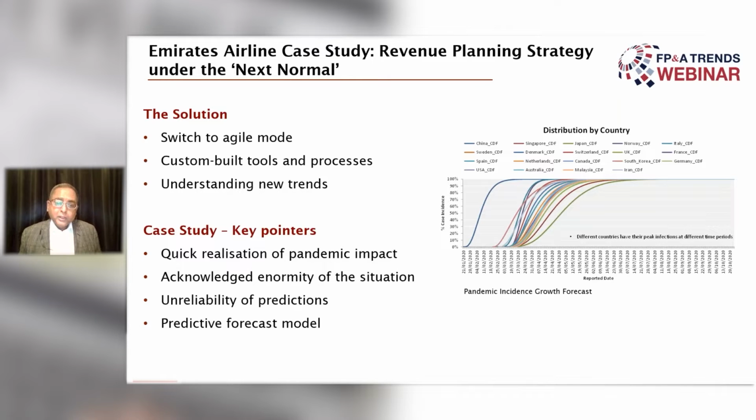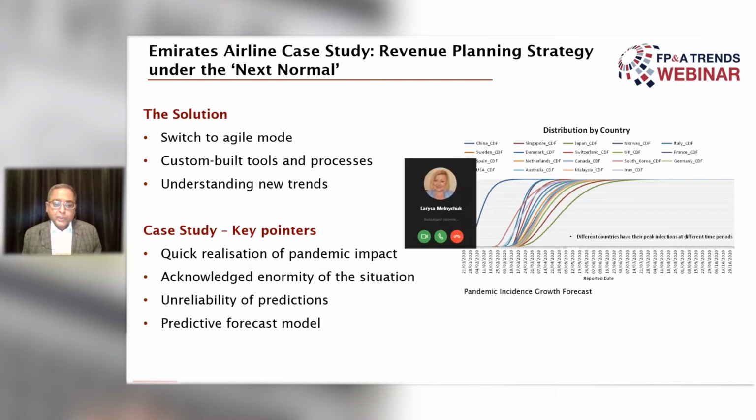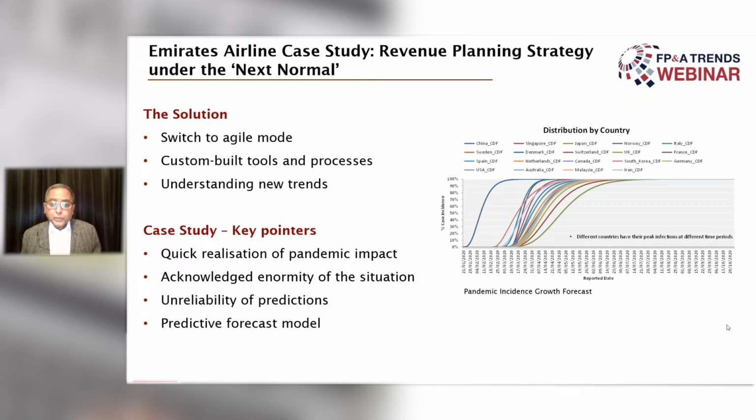Well, now we had a few choices. We had to switch immediately to an agile mode. So we formed an agile team to look into the immediate challenges associated with the pandemic, relating to the demand. The custom-built tools and processes had to be invoked. In order to do that, we had to have a very clear understanding of what was impacting the demand scenario, and we also had to understand the new trends.